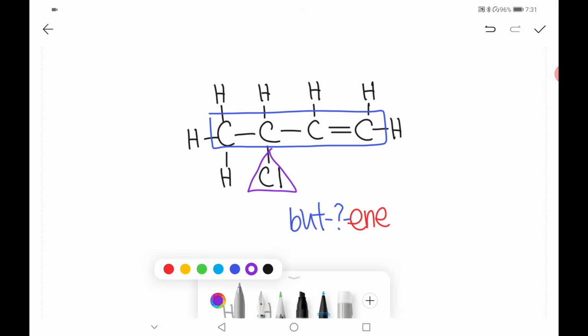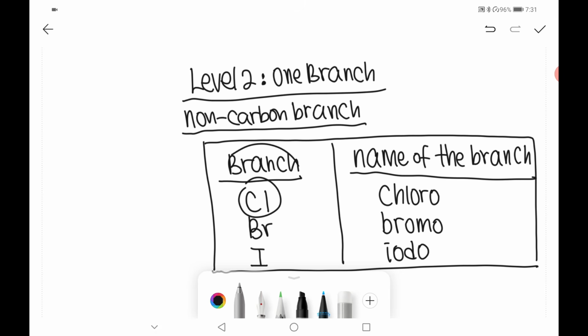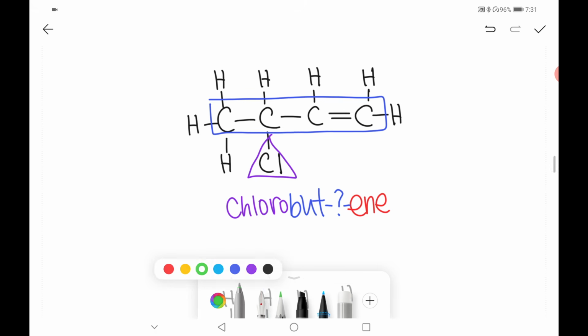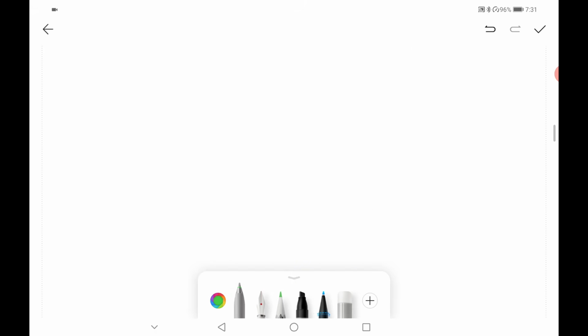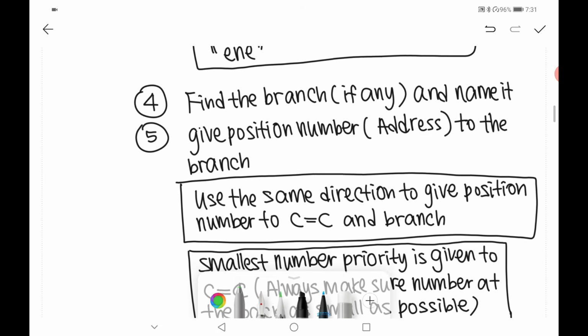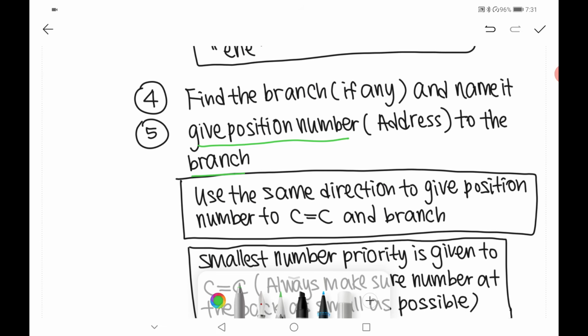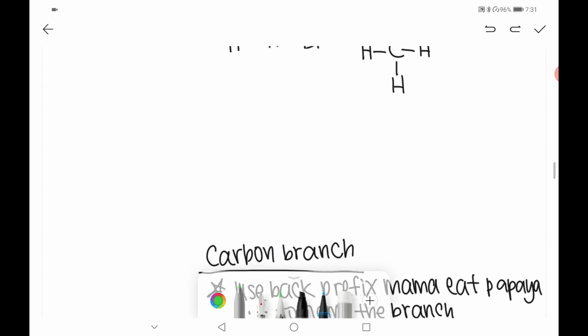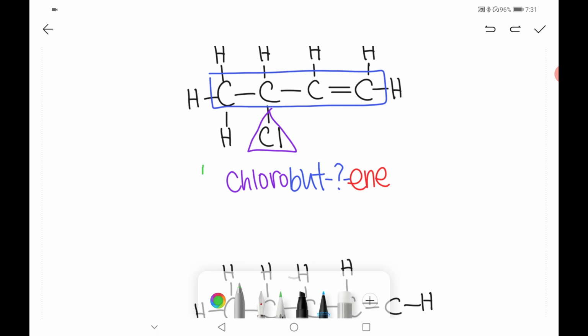When we have a chlorine branch, we learned before that we just call it chloro. Lastly, don't forget we need to give a position number. Whenever there is a branch, we need to give the position number to the branch. Now you have to be very careful. Here we also have one number for the double bond. So in this case, you have to be super careful.